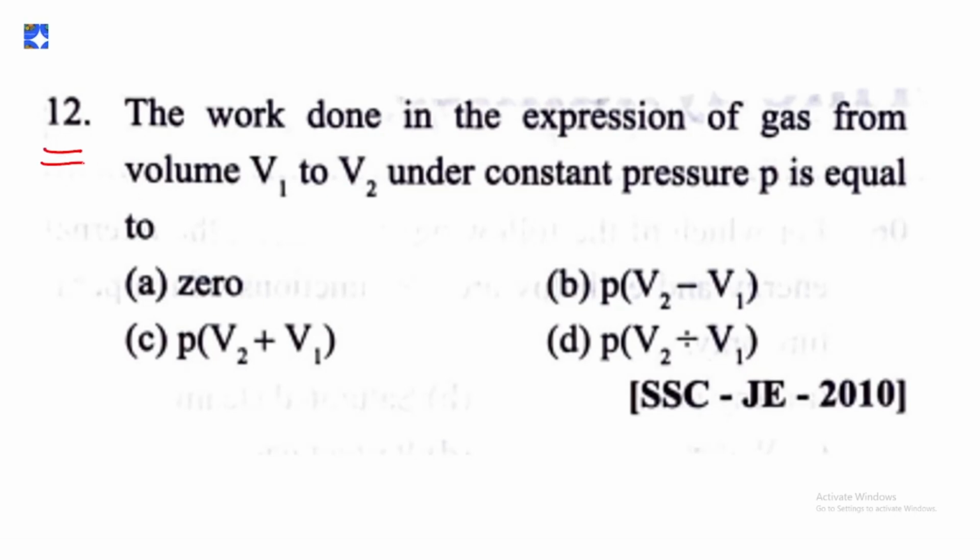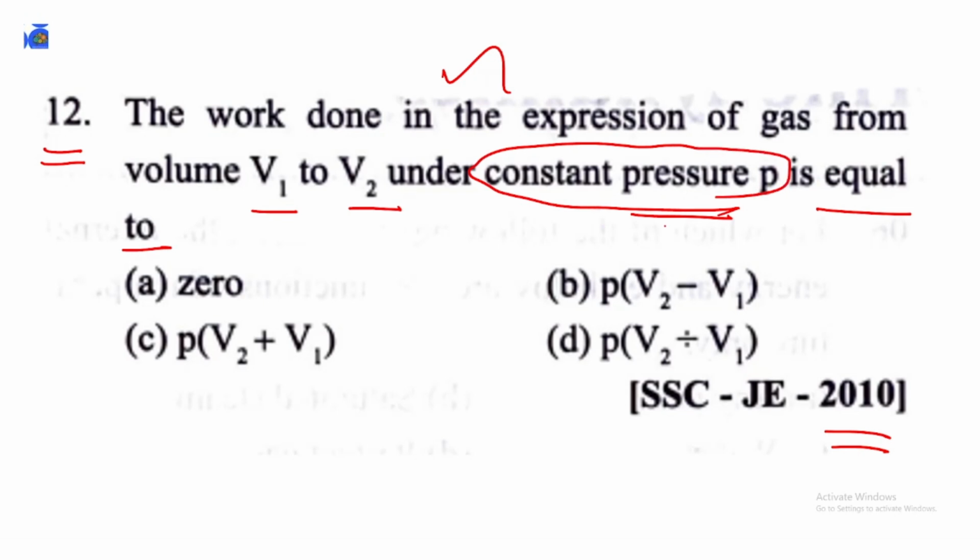So this is where we left off, and we were seeing the thermodynamics topics, and what the previous year questions related to thermodynamics were that have been asked in the Staff Selection Commission. This question was asked in the year 2010, where the question is: the work done in the expansion of the gas from volume V1 to V2 under constant pressure P is equal to. So basically, for a constant pressure process, what is the work done expression they are asking.